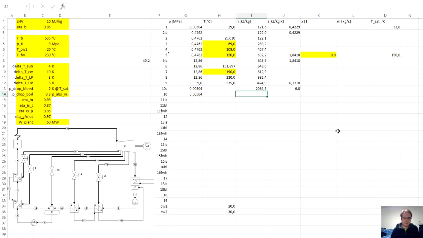And since it's the turbine, the enthalpy at the turbine outlet will be higher than the ideal enthalpy, because the enthalpy difference will be lowered due to the efficiency. So enthalpy at the inlet, enthalpy 9, minus enthalpy difference multiplied by isentropic efficiency of the turbine.